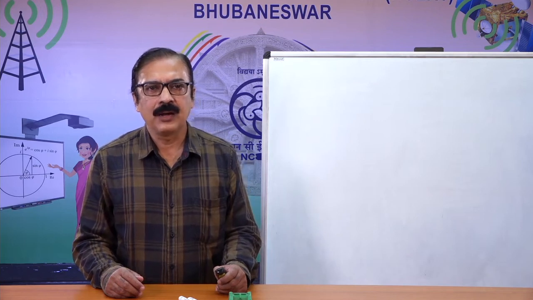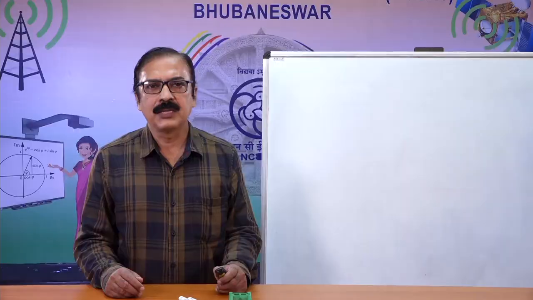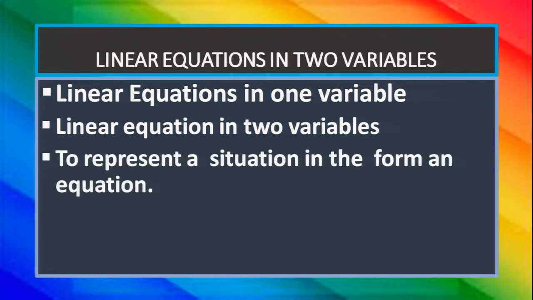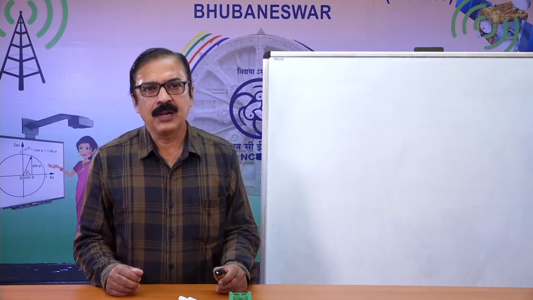This is part 1. In this part, we will learn about linear equations in one variable, linear equations in two variables, and how to represent a situation in the form of an equation. Let's revisit the following terms. As we have studied earlier in polynomials, here also we deal with algebraic expressions. So let's start with constant.